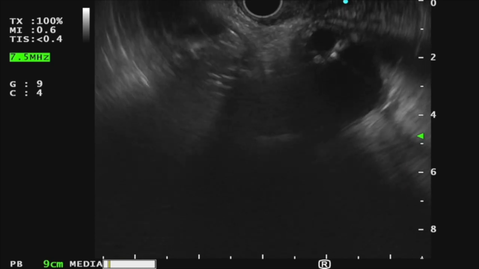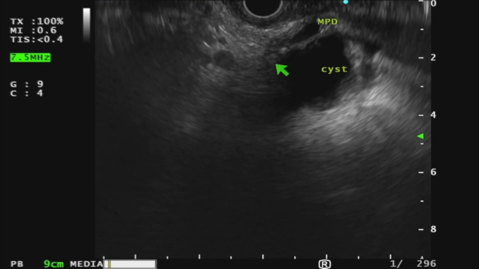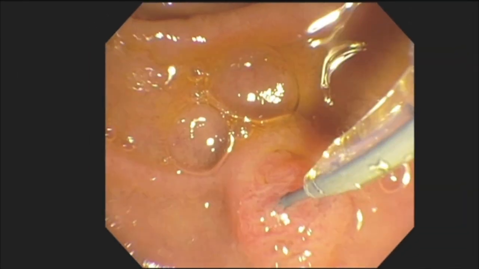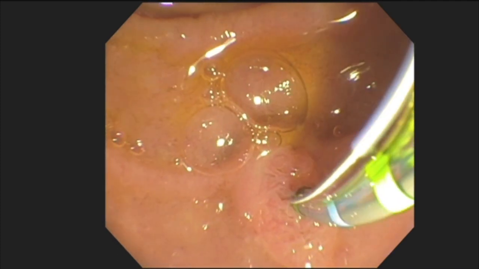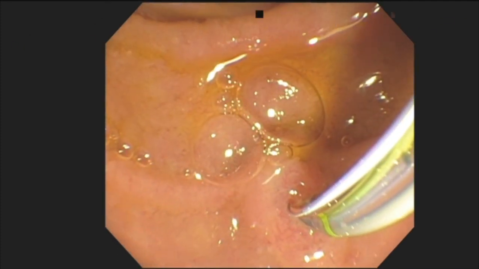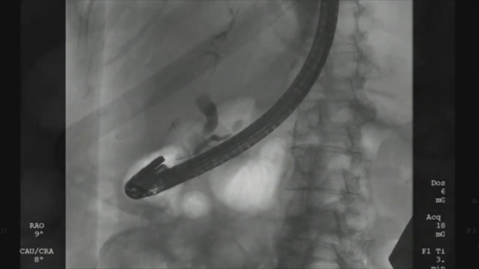A pancreatic pseudocyst was also seen downstream to the stone. An ERCP was performed in order to insert a pancreatic stent. However, the stone was causing a complete obstruction of the main pancreatic duct, and the guide wire was unable to be inserted past the pancreatic duct stone.